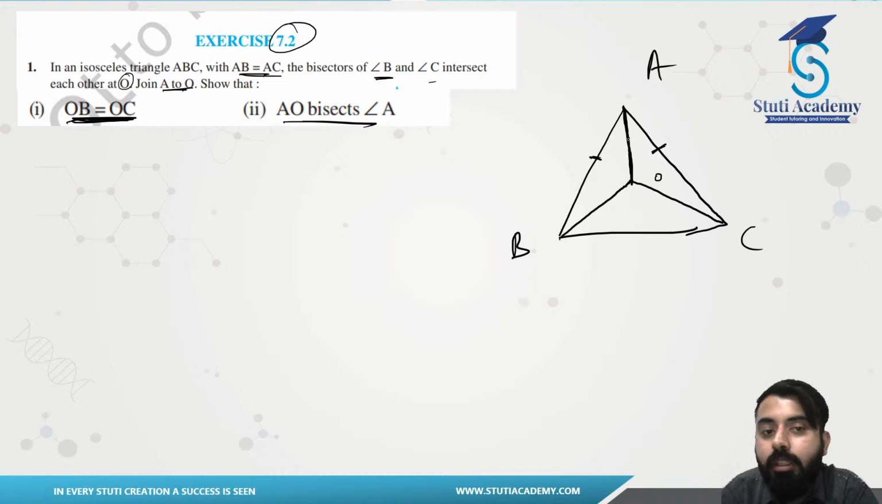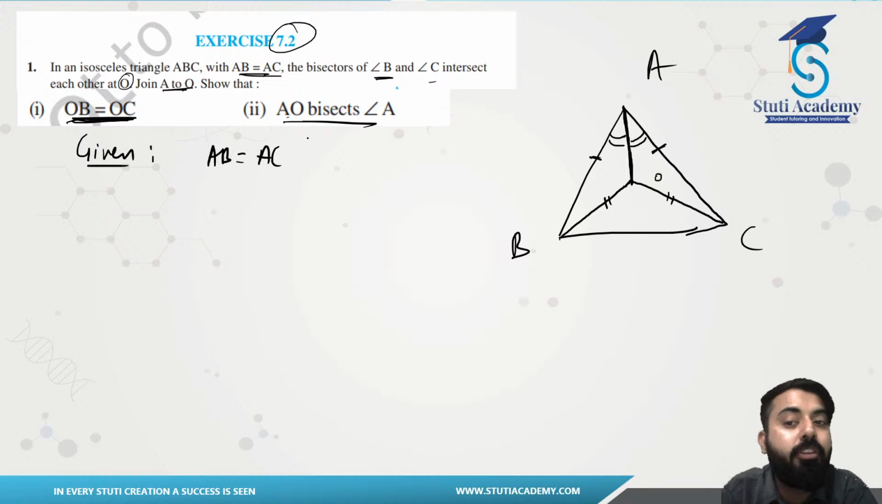This is point O. Join A to O, join this, and you have to do what? You have to show that OB equals OC. AO bisects angle A, and you have to show this, that this angle will be equal to that. Now this is quite easy. You have been given that ABC is an isosceles triangle. So given will be what? Given will be AB is equal to AC. That is the basic thing. You guys know angles opposite to equal sides are equal. Therefore you can say angle ABC will be equal to angle ACB.